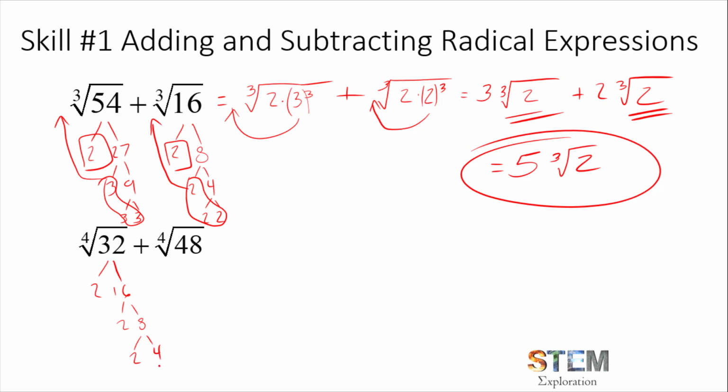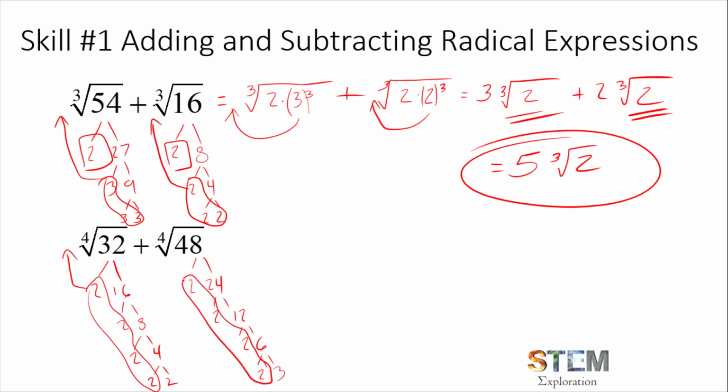And what I'm looking for is I'm just saying, all right, what are all my primes? I need to pull out 4 2s. Pull that out front. I can do the same thing with 48. Let's do 2 and 24. Let's go 2 and 12. 2, 6, 2 and 3. Again, I can pull out 4 2s. And we can pull this out front.